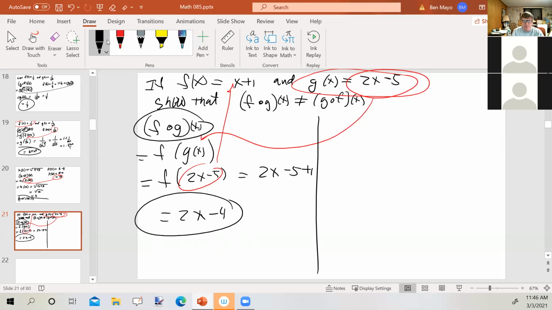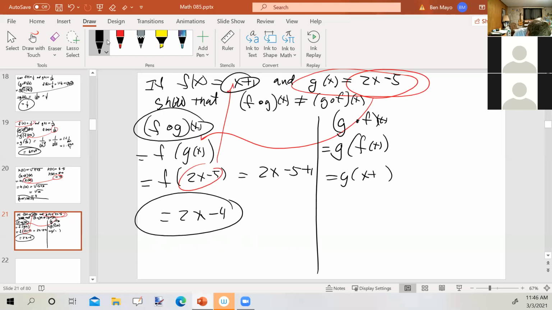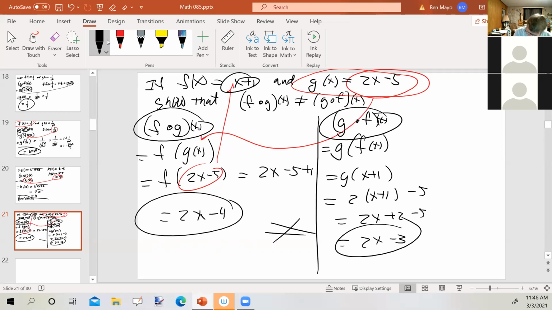Now, let's take g composed with f of x and see if we get the same answer. g composed with f of x equals g of f of x equals g of, well, f of x is x plus 1, and that would be 2 times x plus 1 minus 5, which is 2x plus 2 minus 5, which is 2x minus 3. So they aren't equal. Well, they're close.